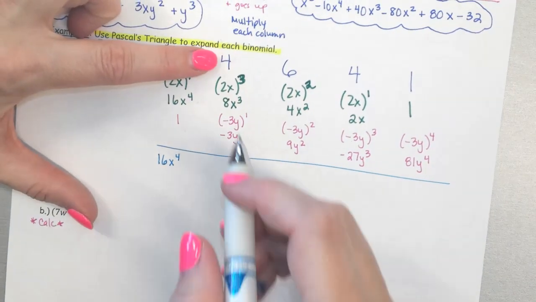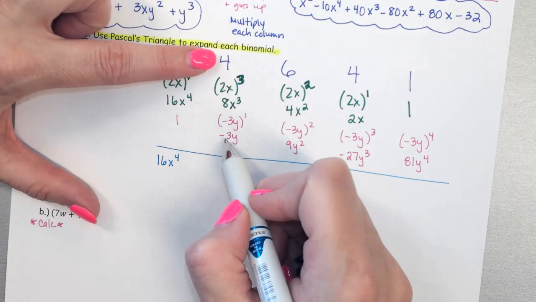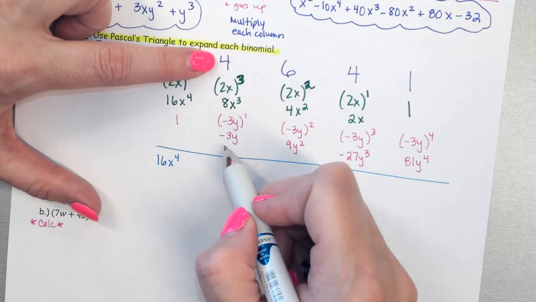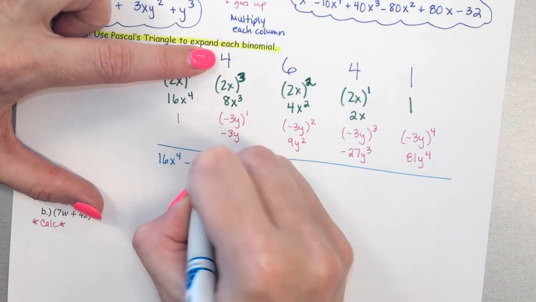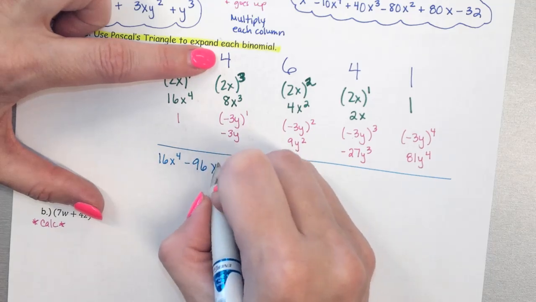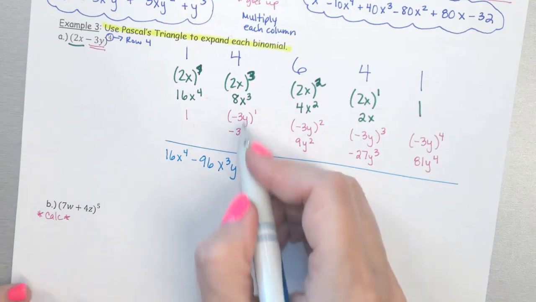Okay, here we have to do 4 times 8 times 3. So 8 times negative 3 is negative 24. 24 and 24 is 48. 48 and 48, negative 96. Okay, and then it's x cubed y.